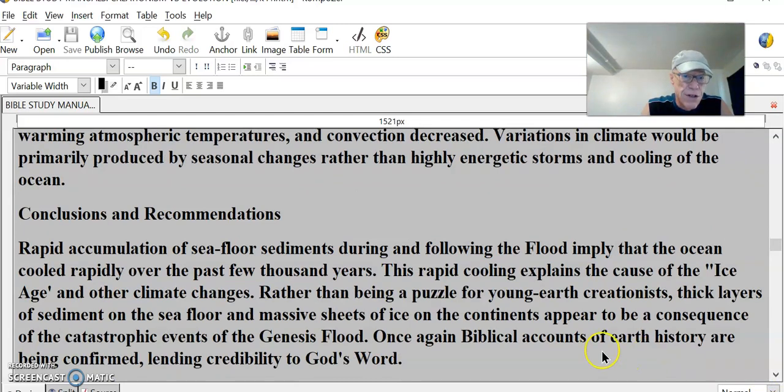Conclusions and recommendations. Rapid accumulation of seafloor sediments following the flood implied that the ocean cooled rapidly over the past few thousand years, up to Abraham. This rapid cooling explains the cause of the Ice Age and other climate changes. Rather than being a puzzle for young Earth creationists, thick layers of sediment on the seafloor and massive sheets of ice on the continents appear to be a consequence of the catastrophic events of the Genesis flood. Once again, biblical accounts of Earth history are being confirmed, lending credibility to God's Word.